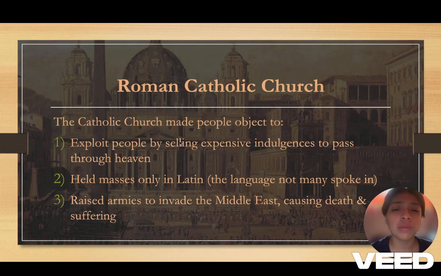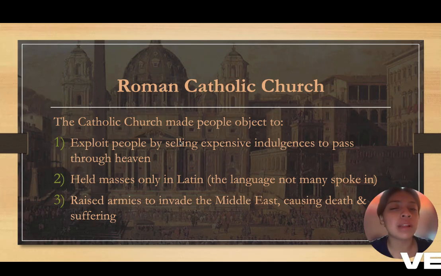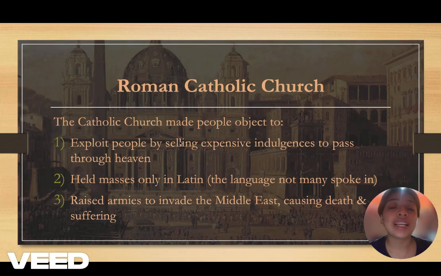So, who was the Roman Catholic Church and what was their involvement in this movement? Some of the practices that the Roman Catholic Church made people commit and follow were, like I stated before, exploiting them by selling them expensive indulgences to pass to heaven, holding masses only in Latin, which unfortunately was not a language many people spoke, and raising armies to invade the Middle East, causing death and suffering.